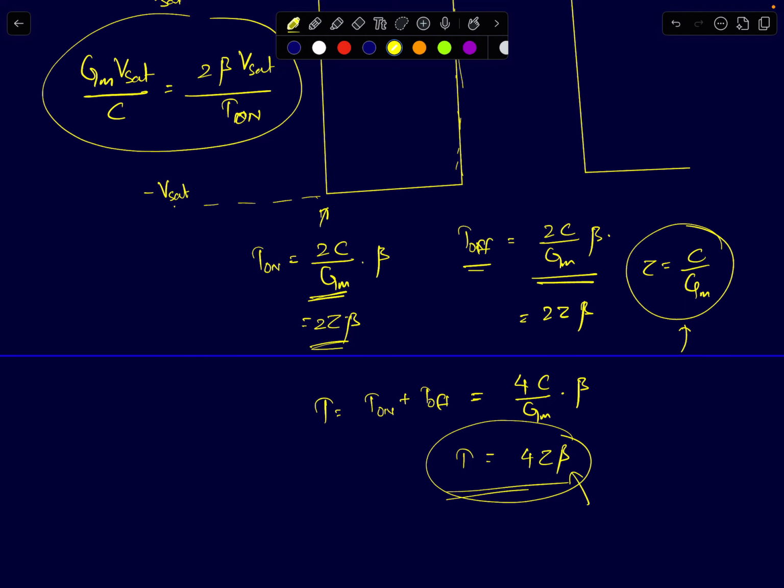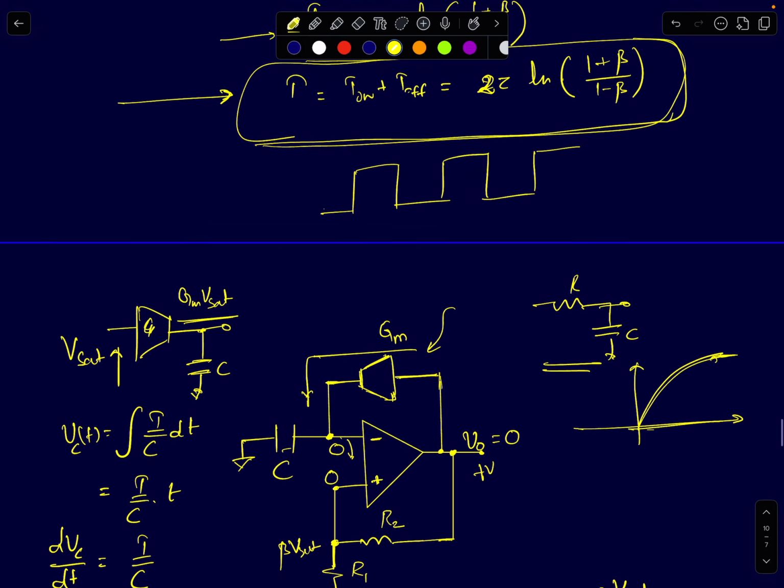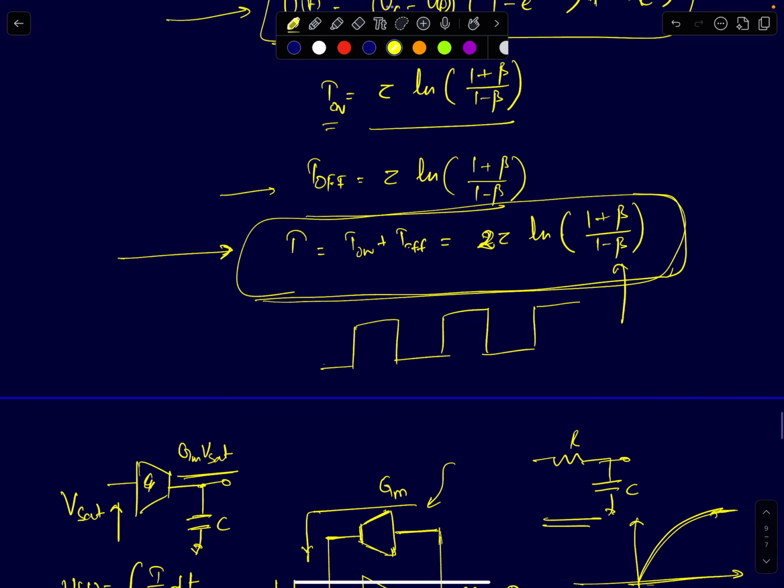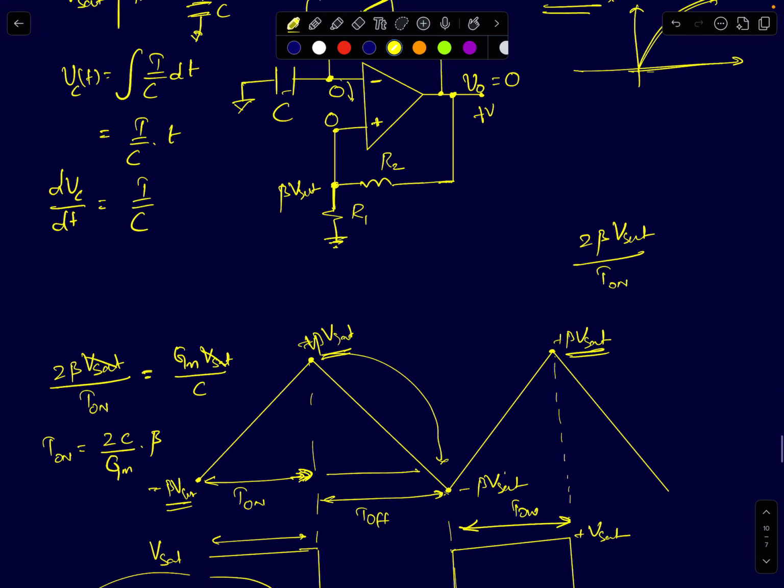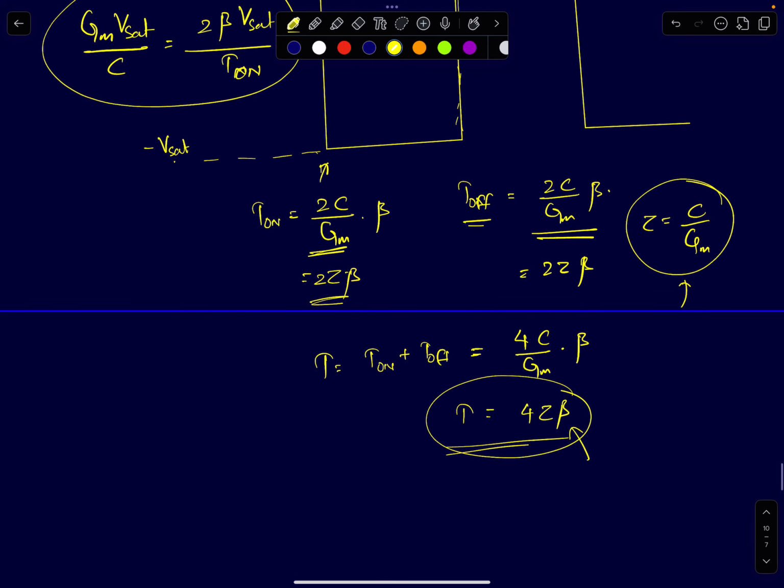So now if you see, the time period is directly proportional to the resistive feedback factor. Previously it was dependent upon logarithms and all that. You had some ln of 1 plus beta by 1 minus beta. So it had some logarithmic dependence on the feedback factor. Here the time period is directly proportional to the feedback factor. So I have a linear control of time period with the feedback factor. So that's the only difference here.